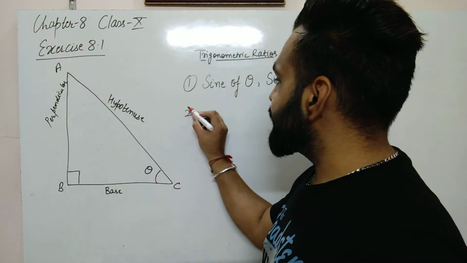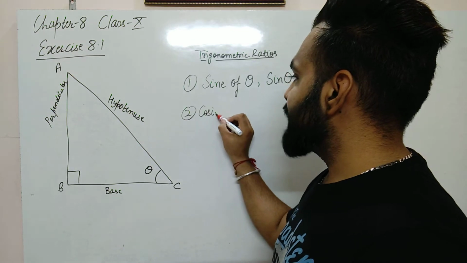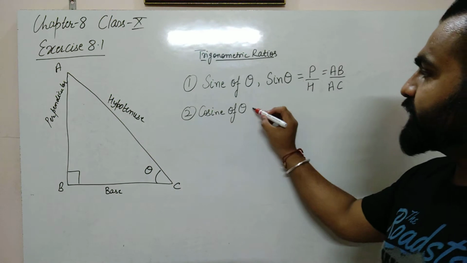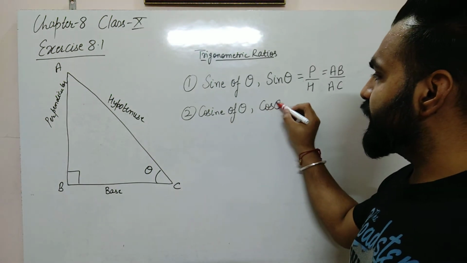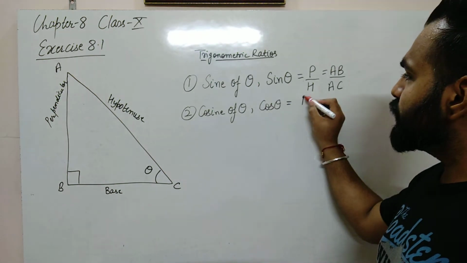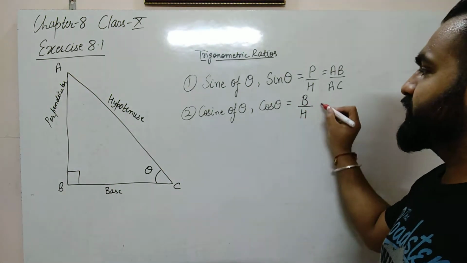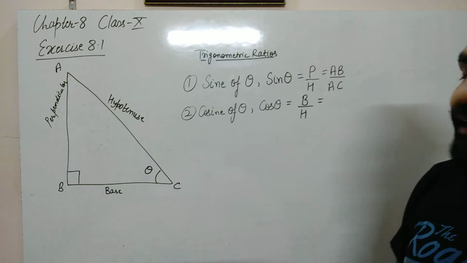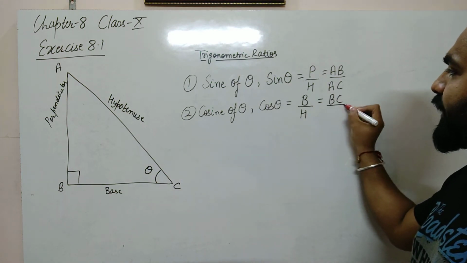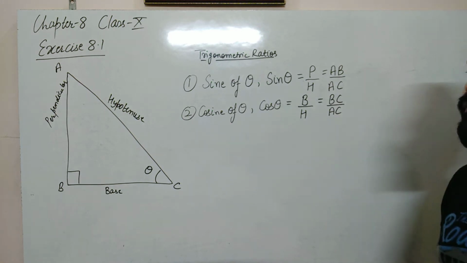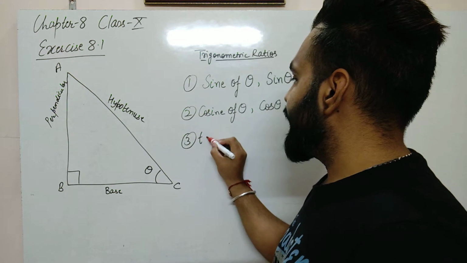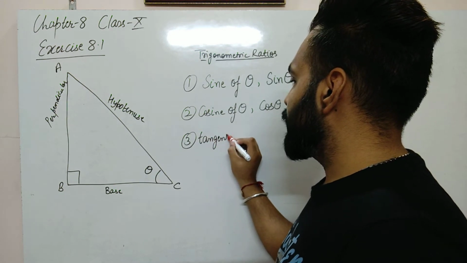The second is cosine of theta. This is written as cos theta. We read it as cos theta, and this is equal to B by H, that means base by hypotenuse. So according to this figure, this will be BC by AC. Clear everyone? The third ratio is tangent of theta.